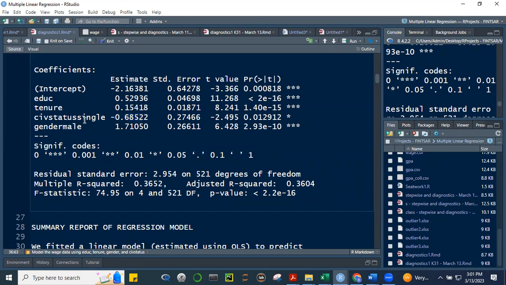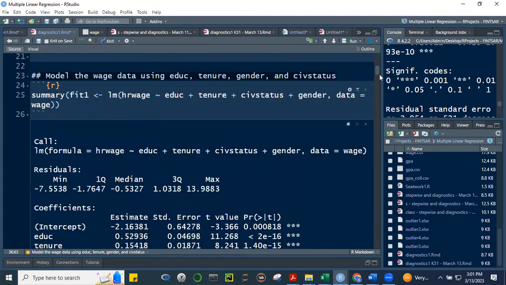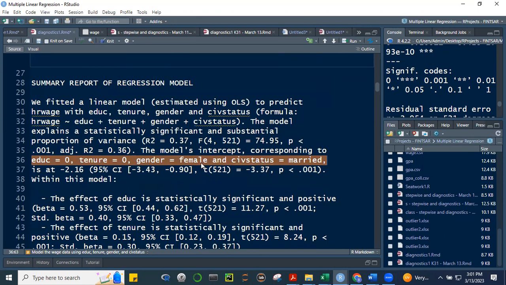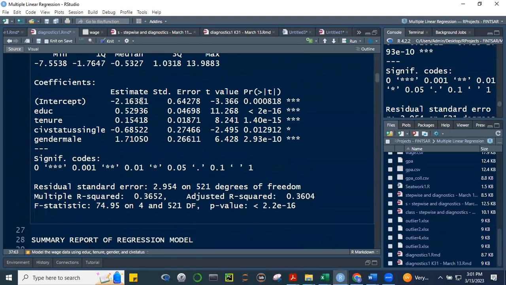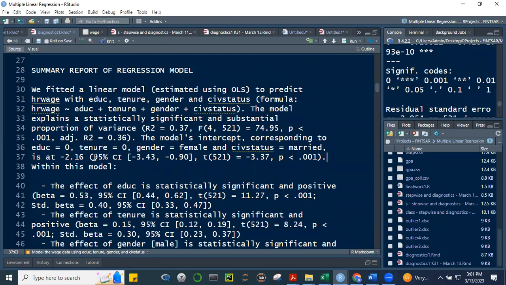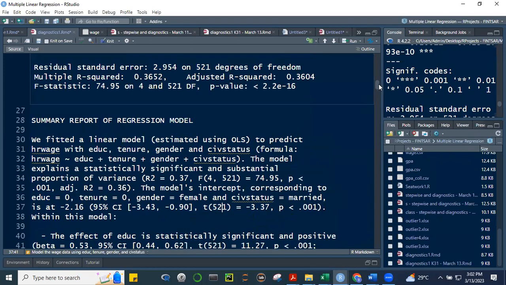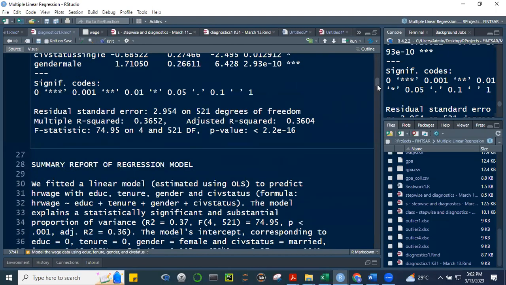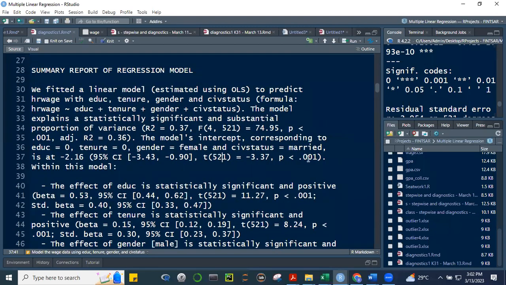And then we interpret this in light of the reference variable. So civil status equal to 0 means it's married. Gender equal to 0 means it's female. That's why it's saying here in the output where gender is equal to 0 or female and civil status is equal to 0 or married, the intercept is at negative 2.16. And then we're given the 95% confidence interval, between negative 3.43 and negative 0.9, with a t value with degrees of freedom equal to 521, and that gives us negative 3.37. P is less than 0.001.